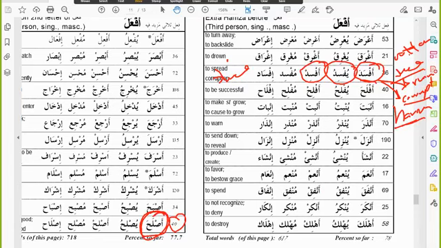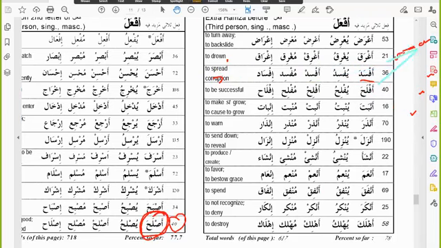Aflaha. Let's go ahead and see what aflaha would mean. It actually comes from the root falaha, which means to succeed. Aflaha, to enter in success. Here's that hamza bringing in a new meaning: to enter in success. Aflaha, entered in success, since it's in the past tense. Yuflih, the person is entering in success.